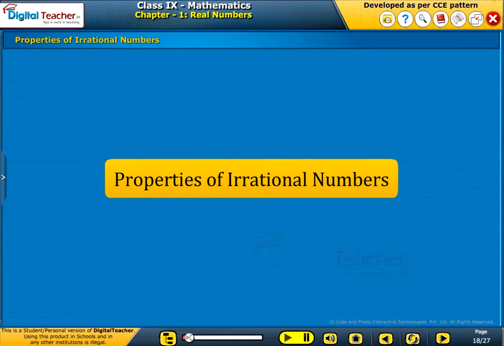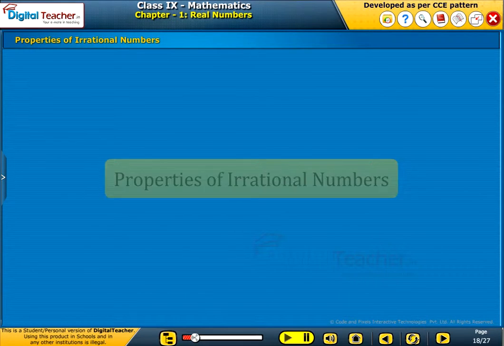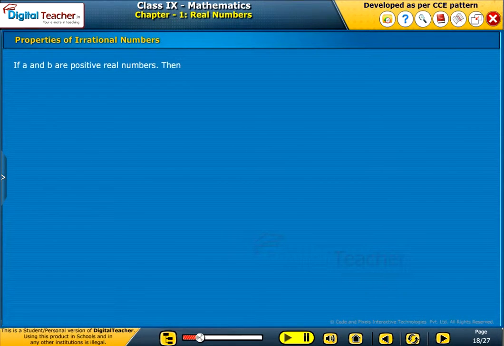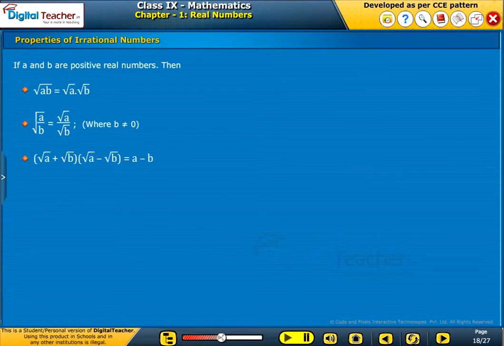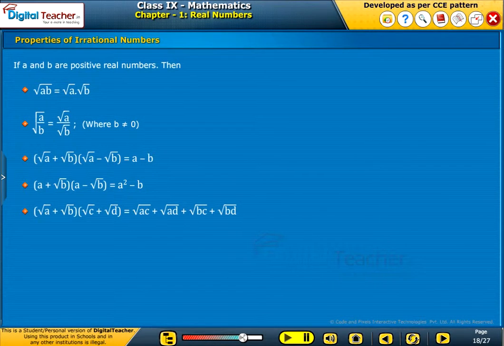Let us list out some properties which are useful in various ways. If A and B are positive real numbers, then root AB is equal to root A into root B. Root A by B is equal to root A by root B, where B not equal to 0. Root A plus root B into root A minus root B is equal to A minus B. A plus root B into A minus root B is equal to A square minus B. Root A plus root B into root C plus root D equals root AC plus root AD plus root BC plus root BD. Root A plus root B whole square is equal to A plus 2 root AB plus B.